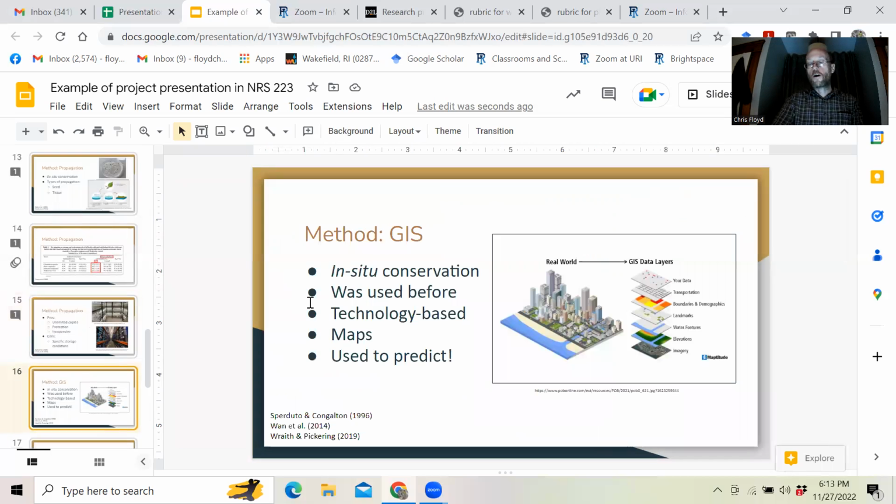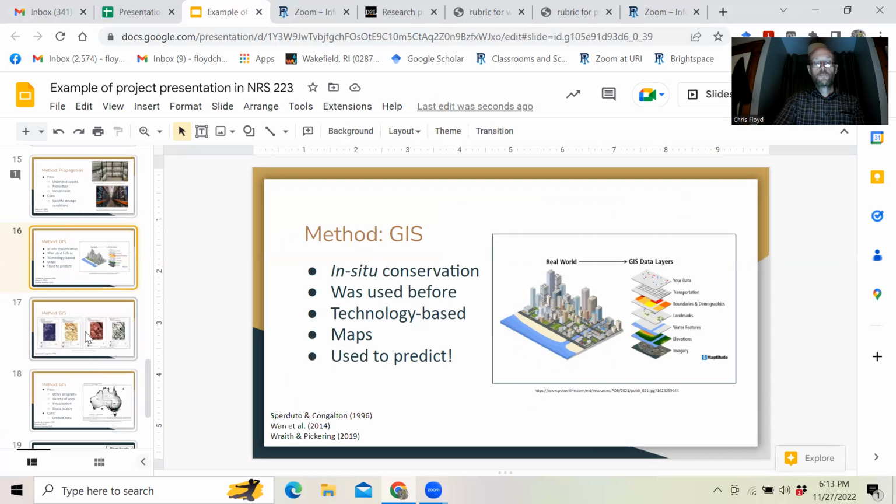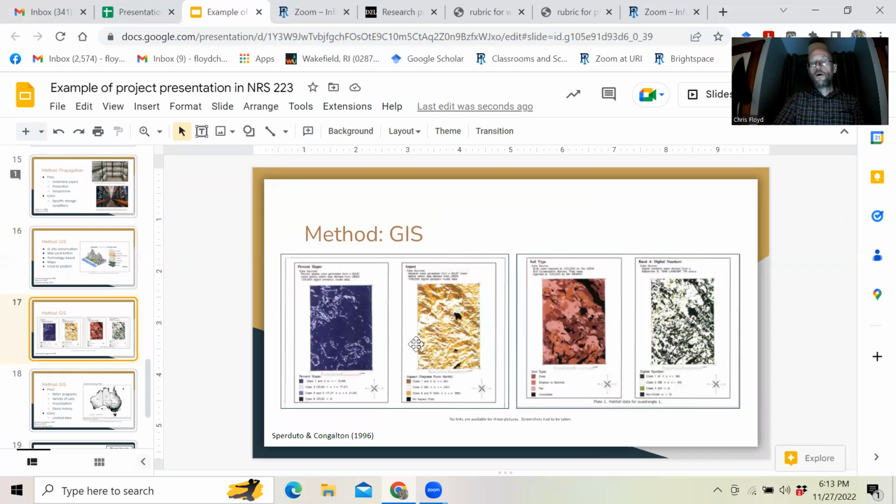Here's another method using GIS for in situ conservation. And so that's what they're going to talk about here. I'd make this figure a little larger, perhaps. But anyway, it's probably describing what GIS does, the way it works, and what it means to make predictions using GIS. And then here's some more illustrations of that. Again, here is a citation, and here's a URL showing presumably where this came from.